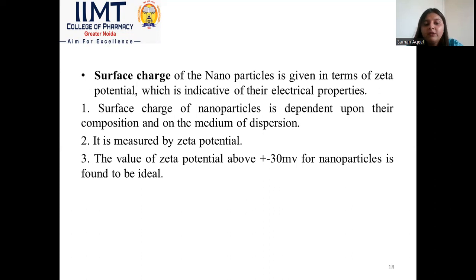Next, it is measured by zeta potential, zeta sizer or zeta meter. The zeta potential is measured by zeta sizer. Zeta sizer is the equipment by which you can measure the zeta potential. The surface charge of nanoparticles is measured in terms of zeta potential by zeta sizer. The value of zeta potential above plus minus 30 millivolt for nanoparticles is found to be ideal. The ideal value for nanoparticles zeta potential is plus minus 30 millivolt.